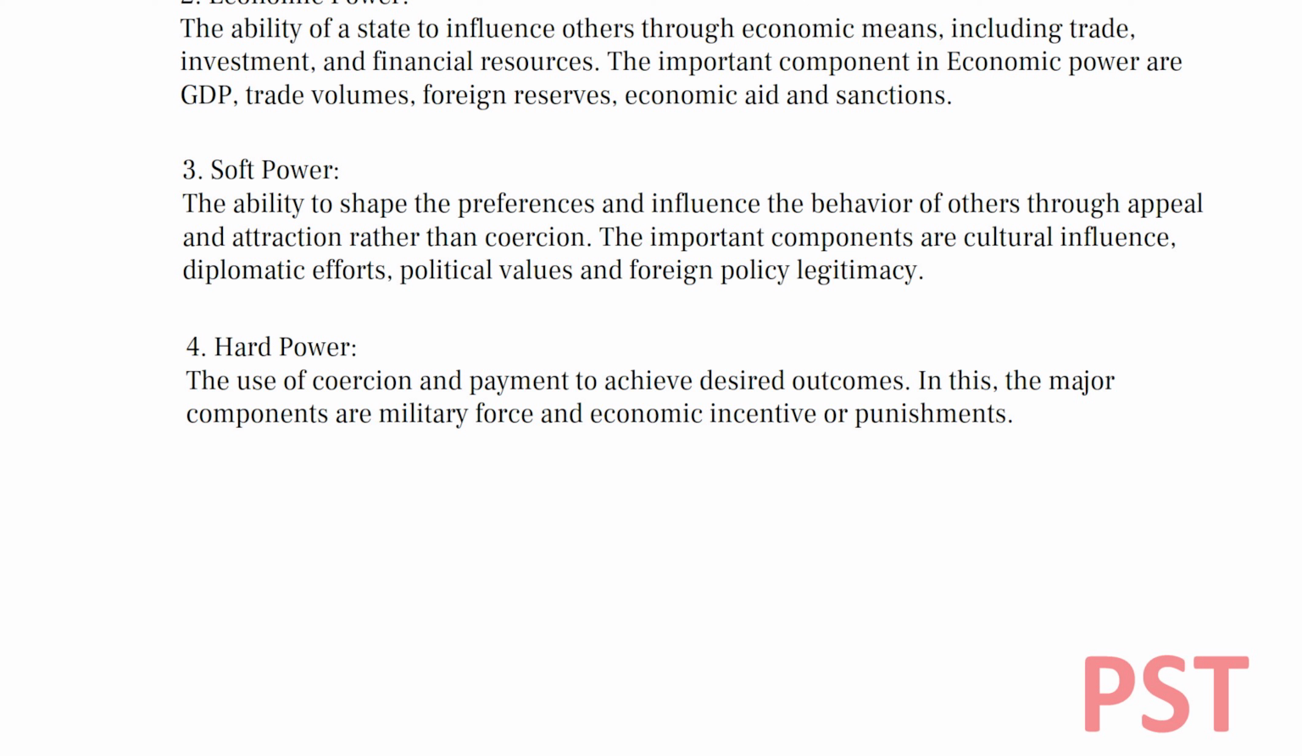And we have great powers around us who have effectively used their military power as well as economic incentives to achieve their national interest. Therefore, hard power is all about the use of coercion and payment to achieve the desired outcome, and for that, military force and economic incentives play a very important role.